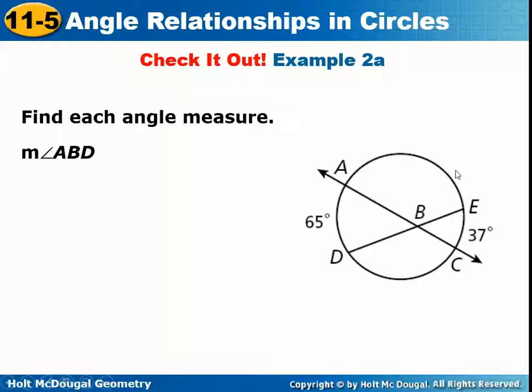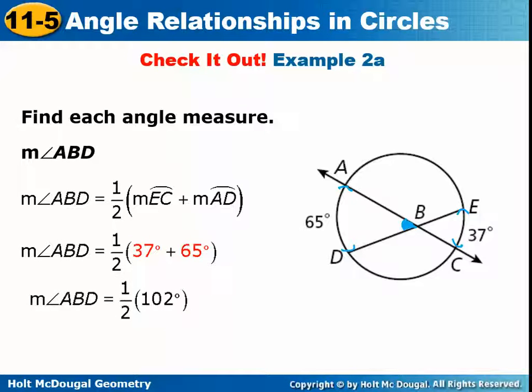Okay, this one asks to find the measure of angle ABD, this angle. And we can do that because we know that we would add 65 plus 37 together and then take half. So half of 102 is 51 degrees. So this angle measure is 51 degrees. And then again, if you needed to find angle ABE, you would take 180 minus 51, which in this case would be 129 degrees. And this would be 129 because it's vertical angles, and this would be 51 degrees because they're vertical angles. So you can find all of those measures if you find one.